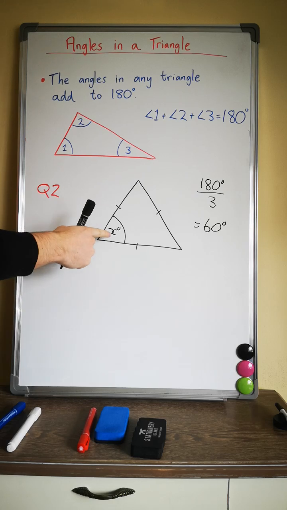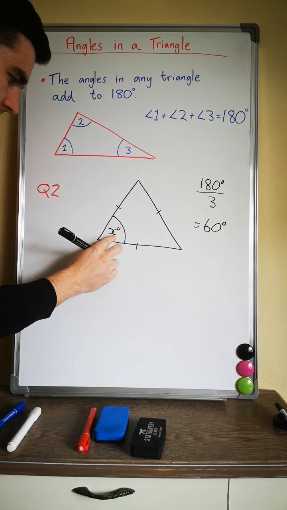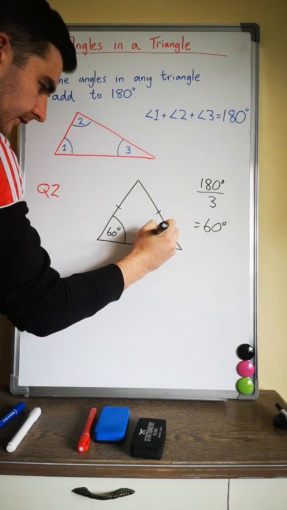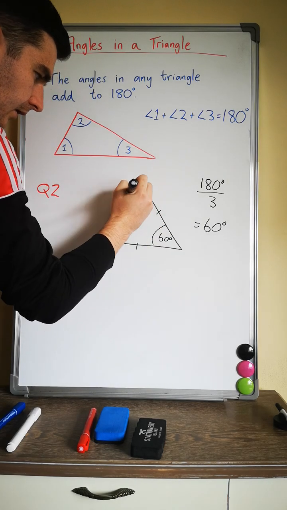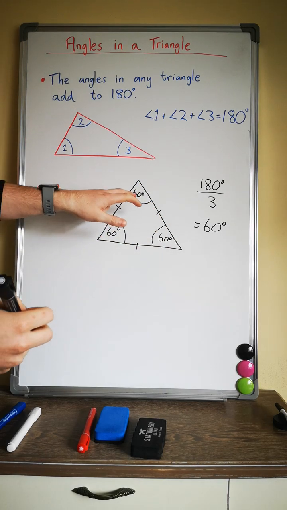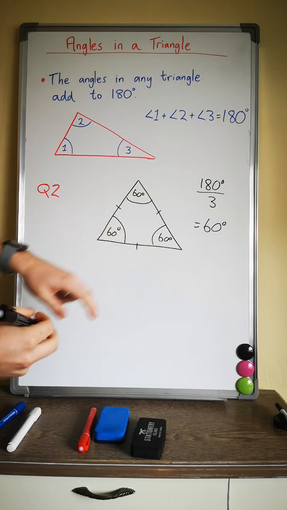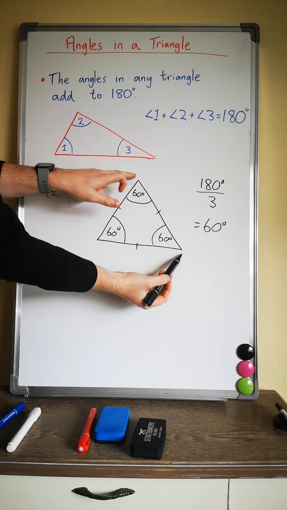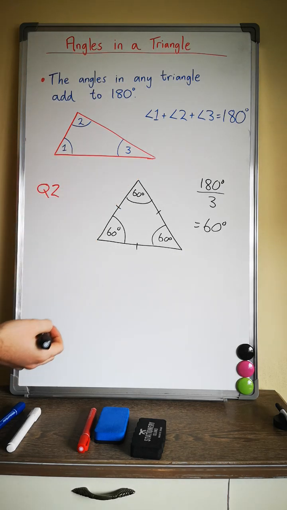After figuring out what x is, I'm just going to rub this out. This is 60. This one is also 60. And this one is also 60. So when you add these up, 60 plus 60 is 120, plus 60 is 180. And they're all the same. So all the angles are the same, and if you had a ruler to measure these, all of these sides would be the same. That's the equilateral triangle question.